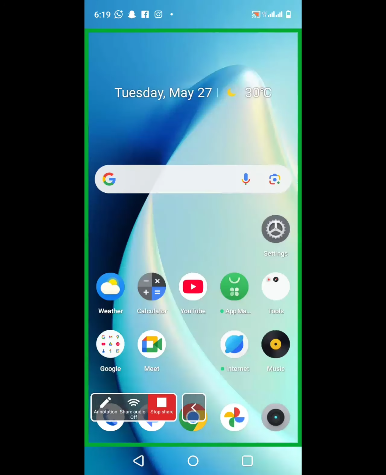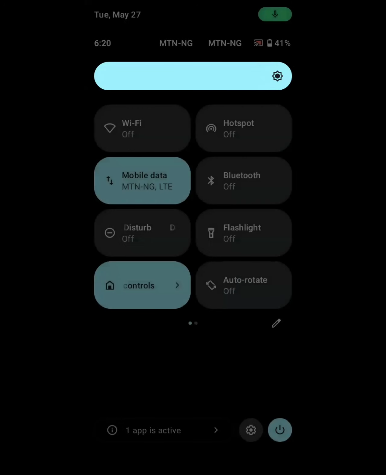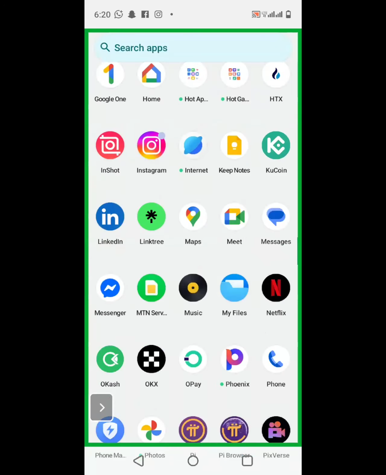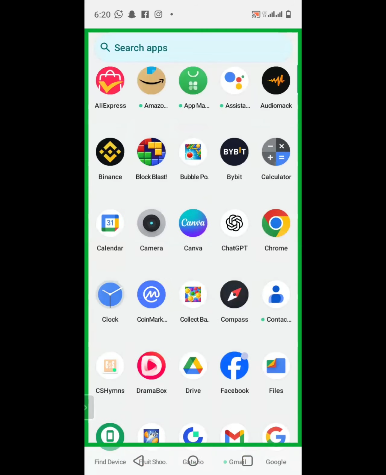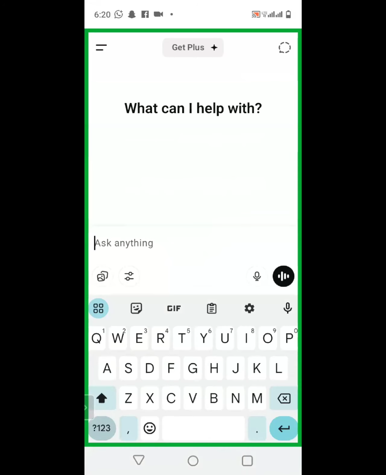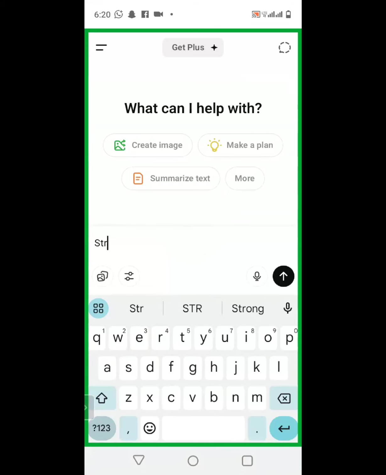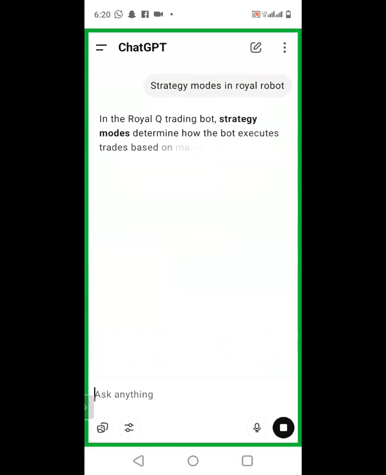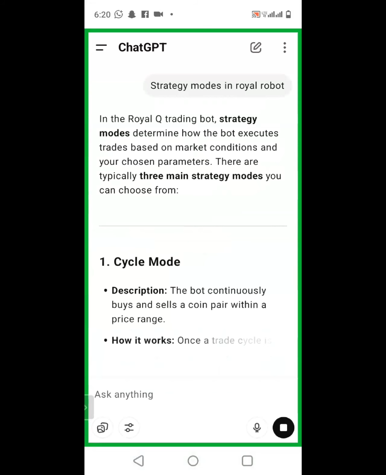Can you all see my screen here? All right. So we want to know the definition of what the strategy modes in RoyalQ are. So you can simply always come here to search for anything you want to ask about the business. So now in RoyalQ, we have different strategy modes.